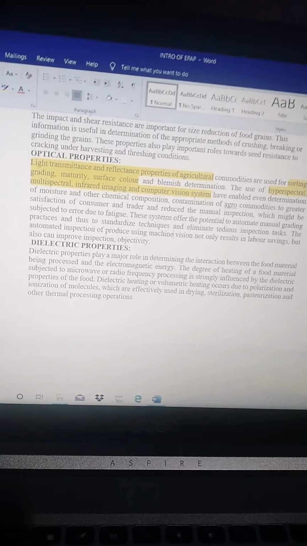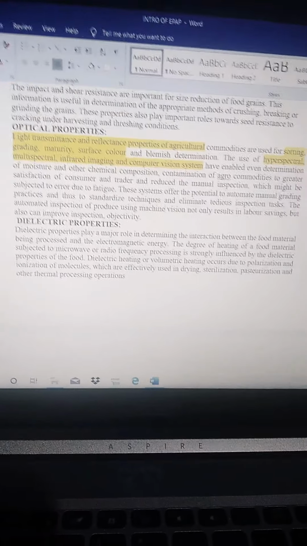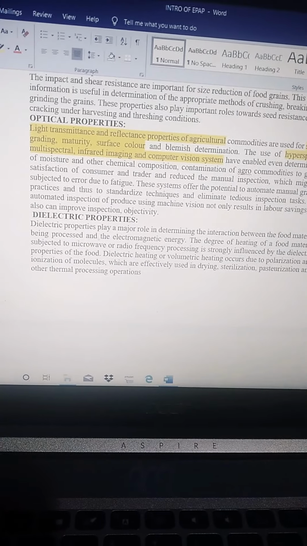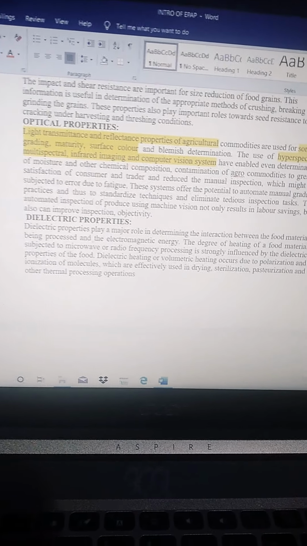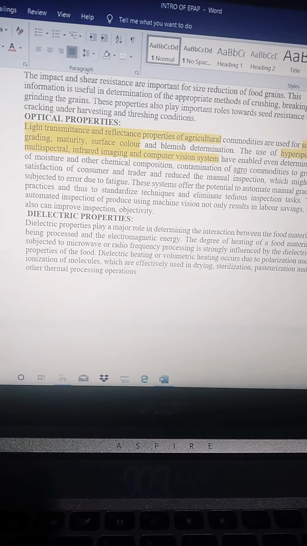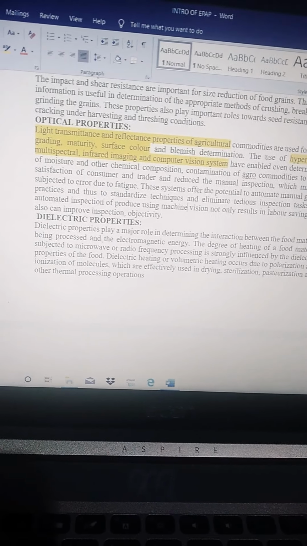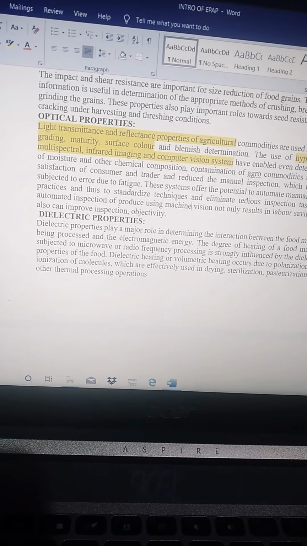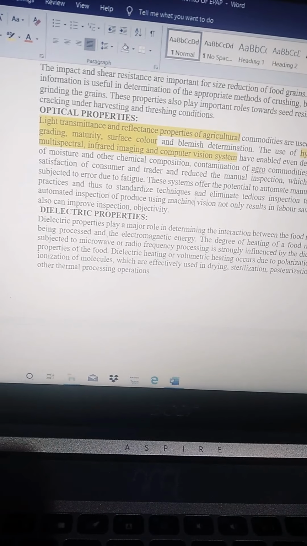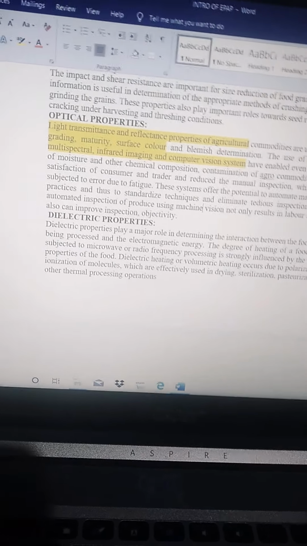So students, our next topic is optical property. So what is optical property basically? Optical property is how food material responds to absorption of electromagnetic radiation in the range of optical wavelength and frequency. Okay, this includes visible light, color, but also includes transmission and reflection of the light.